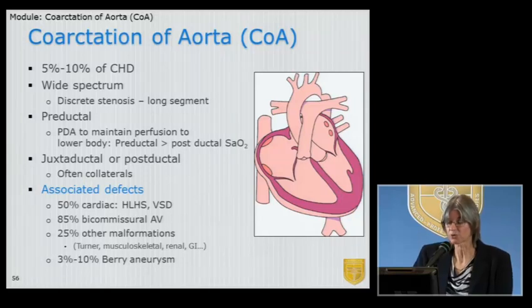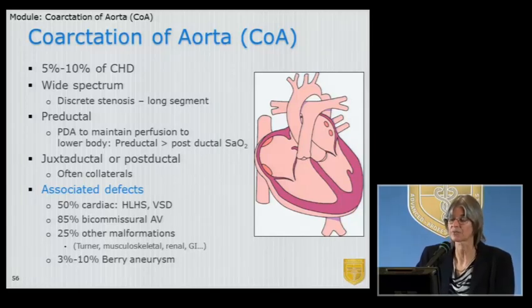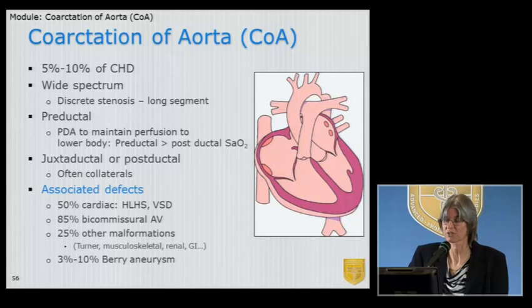It's important to remember that there are a lot of associated defects with coarctation. 50% of them are cardiac. They can be part of a hypoplastic left heart syndrome, or they have a VSD. 85% of patients with coarctation have a bicuspid aortic valve, and they later in life can develop aortic valve stenosis, so they need a lifetime of follow-up.